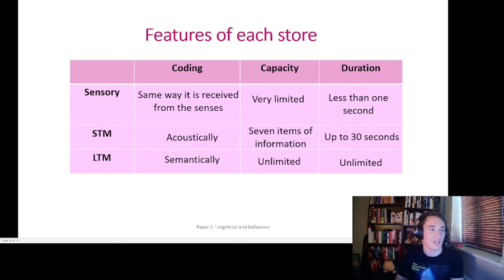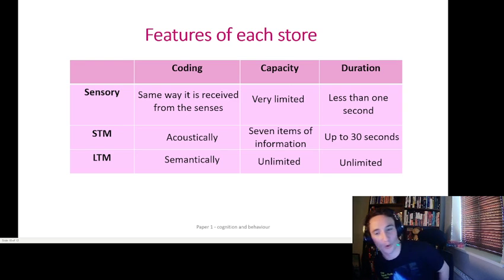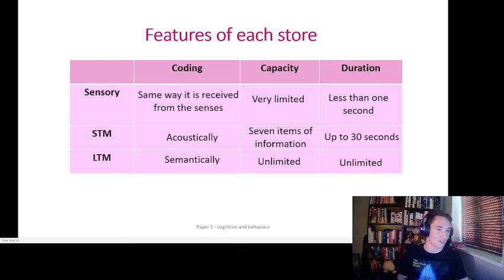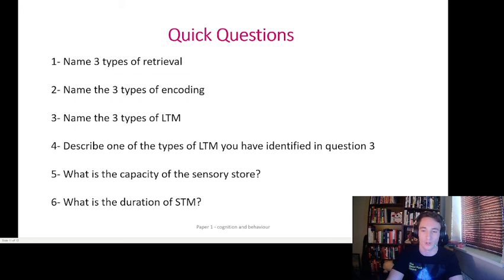Multi-store model of memory, and for each store, the coding, capacity, and duration. You need to know all of those. Coding, capacity, duration. Coding, capacity, duration. They're all things that you need to know for GCSE psychology in the memory topic.